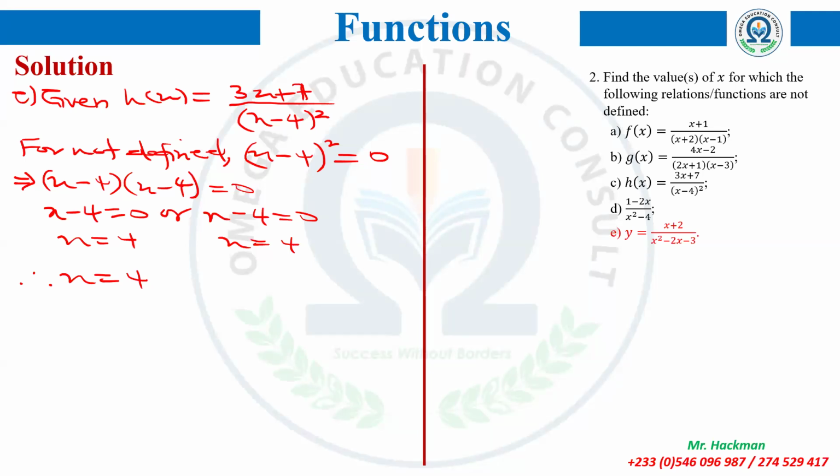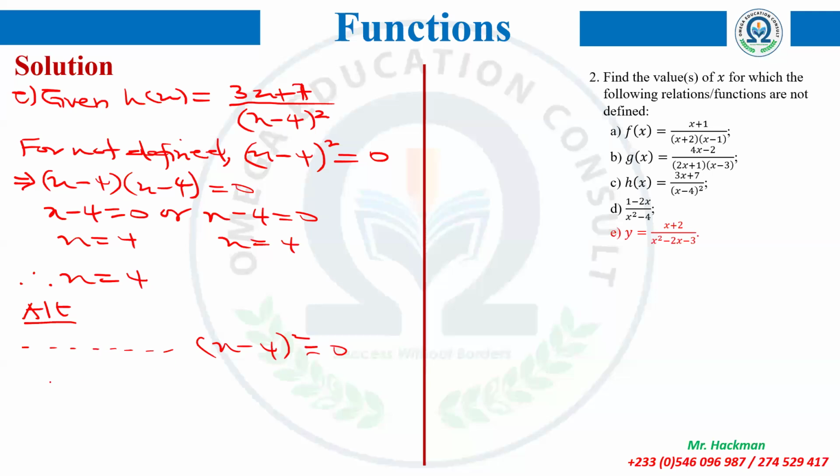Okay, so this will be it for this solution. Then someone would have taken the square root here. If you are matured, there is another way. Let me write it, so that if you see it somewhere, you can appreciate it. So you come and write, for not defined, you still have your x minus 4 squared is equal to 0.